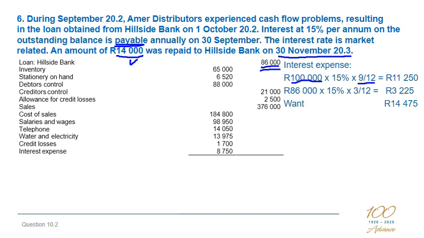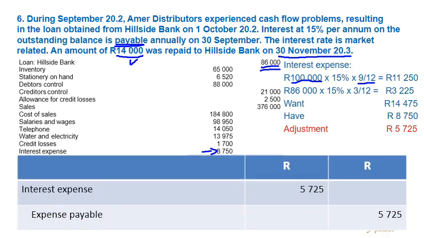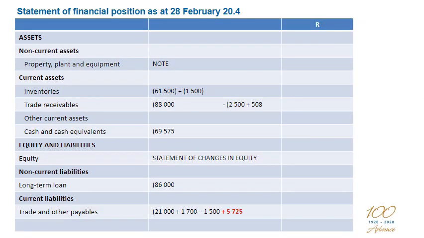In my pre-adjustment trial balance, I have an amount for interest expense of 8,750. So I need to adjust my interest expense with 5,725. I'm going to increase the expense and I'm going to credit an expense payable, which is the liability, which will influence my statement of financial position. So under my trade and other payables, I added the expense payable regarding interest on the loan.